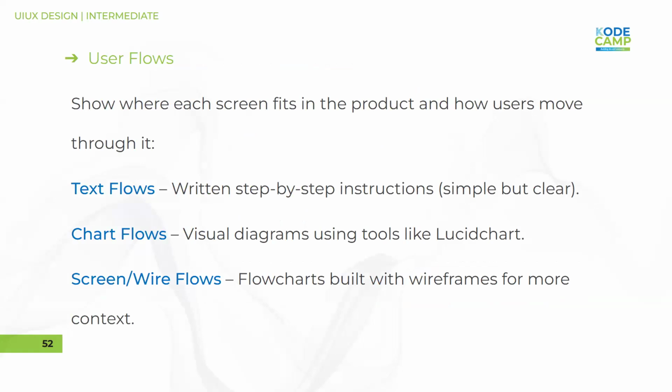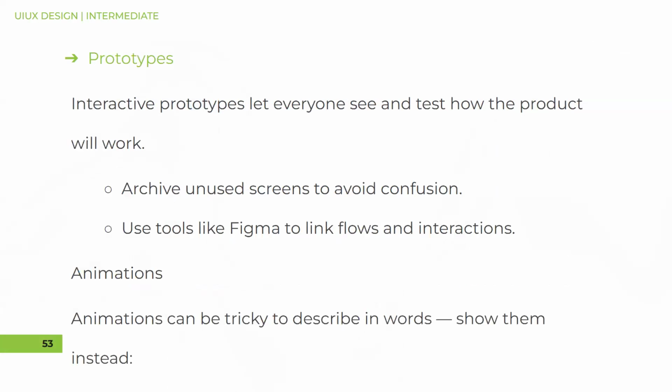So we have types of user flow to be text flow, chat flow, and then also have screens and wireflows. Okay, so we also have prototype to be one of the key deliverables, right? So a good prototype will show intended interactions. All right. So an interactive prototype lets everyone see and test how the product will work, to avoid confusion. Use tools like Figma to link flows and interactions.